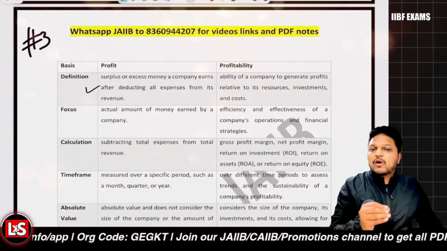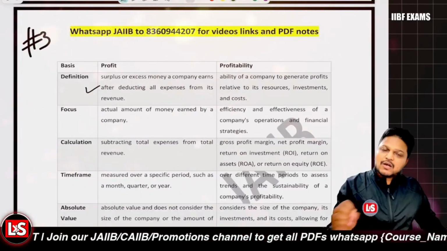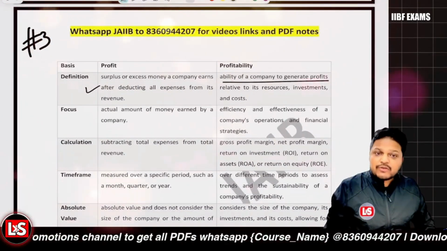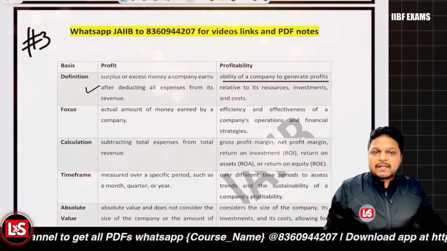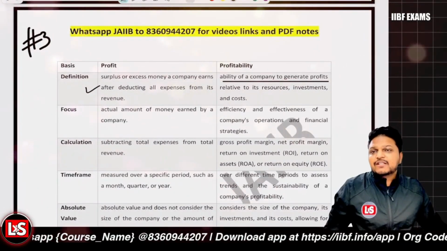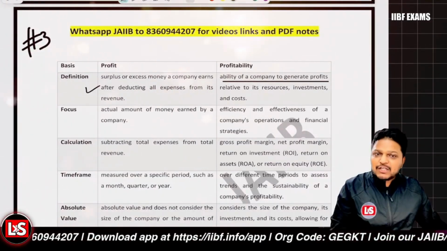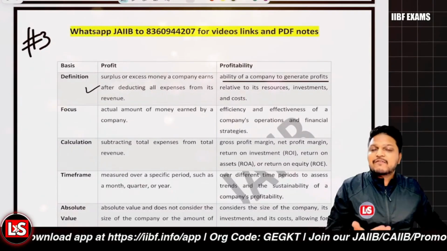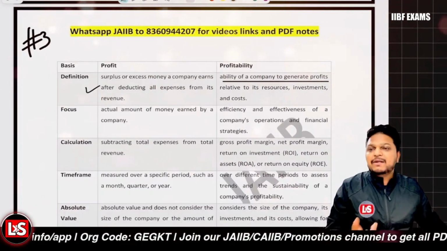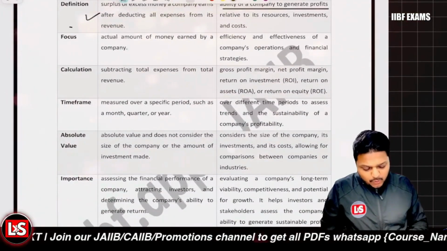So you have to deduct all the expenses from the total revenue. Total revenue minus total expenses, that is what you are left with as the profit. And profitability is the ability to generate the profit. It's the ability of a company to generate a profit relative to the resources, relative to the initial investment, or related to the cost that has been incurred. All these points are to be looked into, and it's the ability related to it. So that's the profitability.